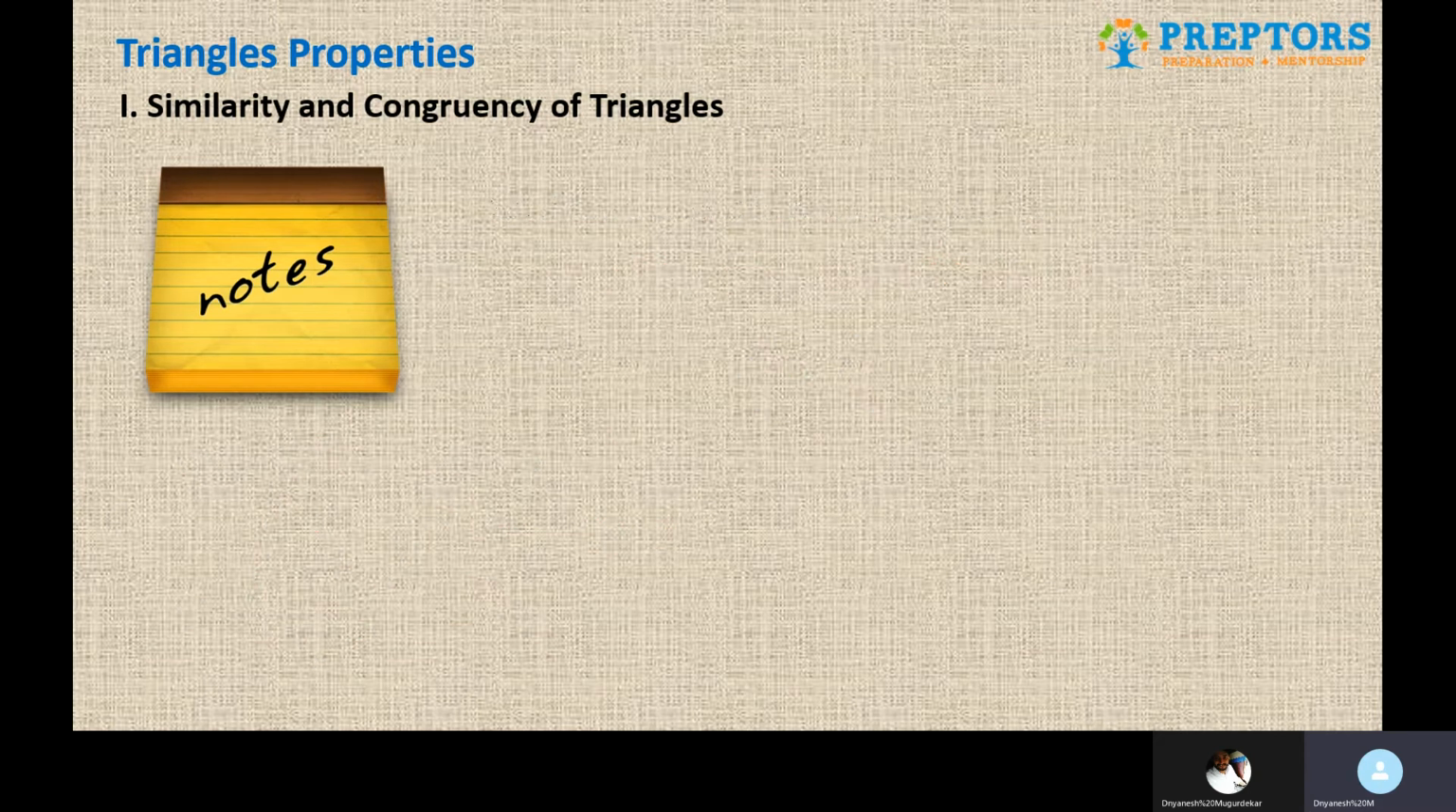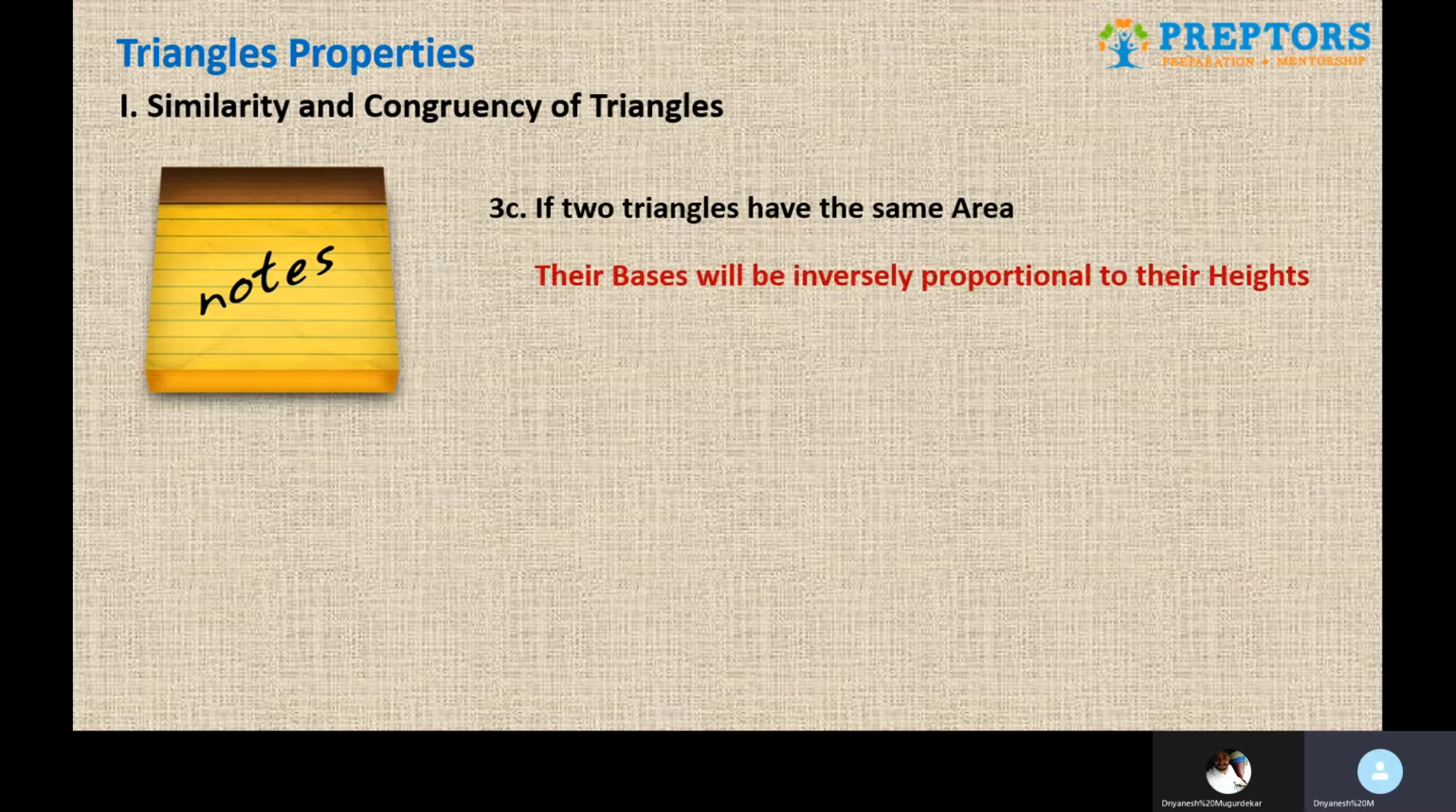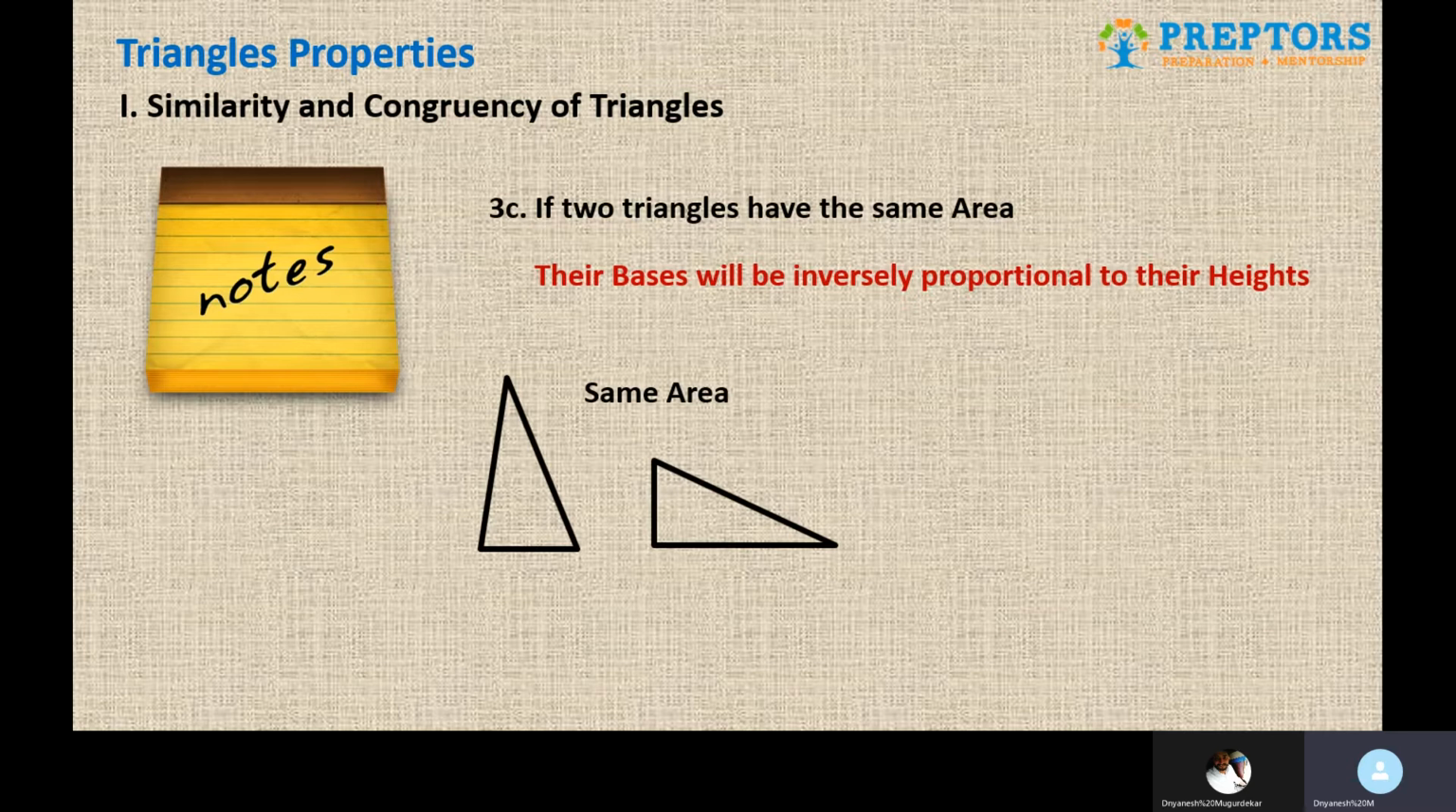And lastly, if two triangles have the same area, then the bases and the heights will be inversely proportional. Why? Because to keep the area constant, and the area of a triangle is half into base into height, half is constant, so base and height will be inversely proportional to each other.